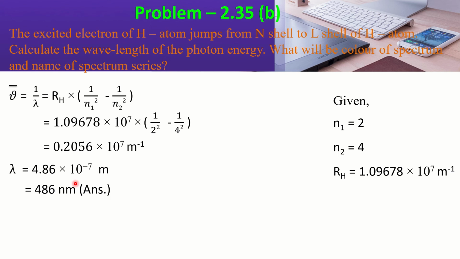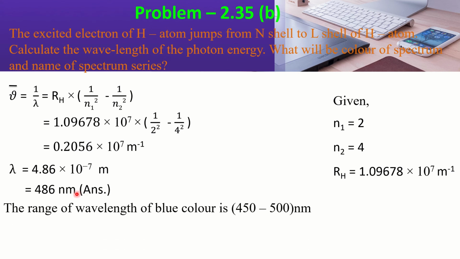Now, dear students, look, the wavelength of visible light lies between 380 nanometer to 780 nanometer. So 486 nanometer belongs in this wavelength range, and 486 nanometer belongs to which color? We know the range of wavelength of blue color is 450 to 500 nanometer. So the color of spectrum is blue because 486 nanometer belongs to the blue wavelength range. So the spectrum is blue.